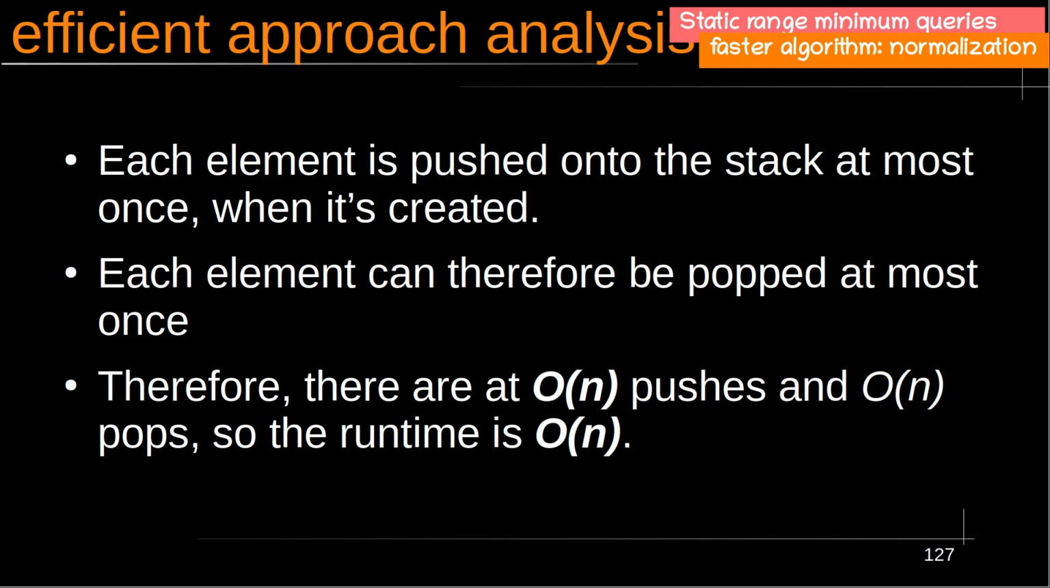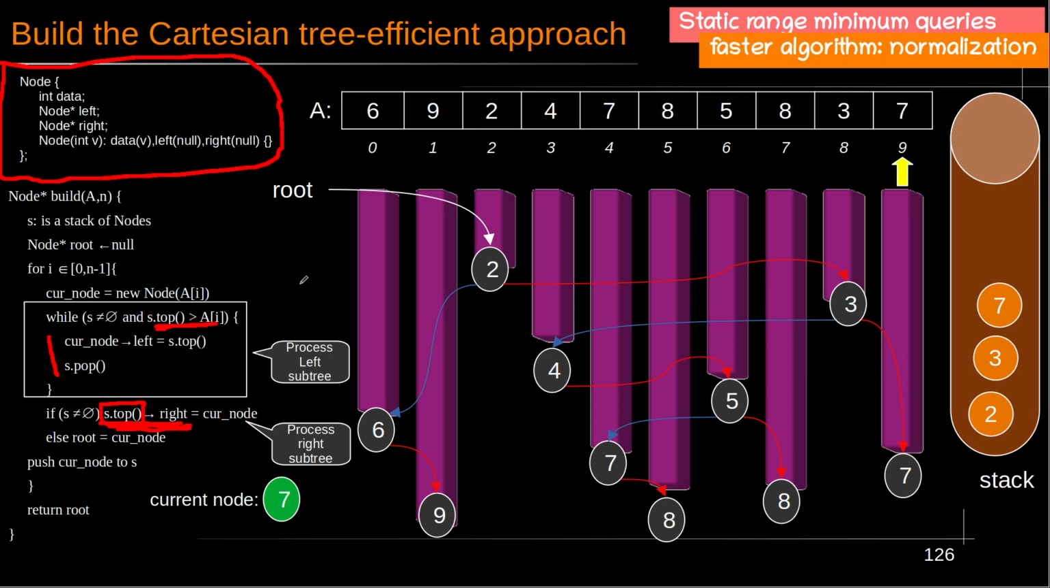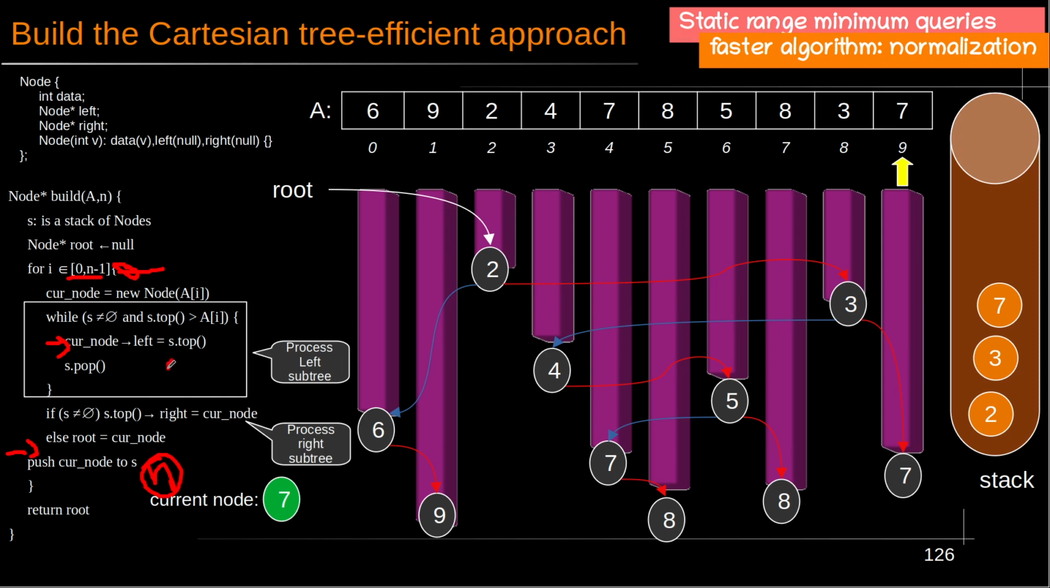Let's see the time analysis of this approach. As you see here, we have a for loop for each element in the array. How many times will we push and pop each element? Each element will be pushed at most one time, and of course popped one time. So for all the elements, we have n pushes and n pops.